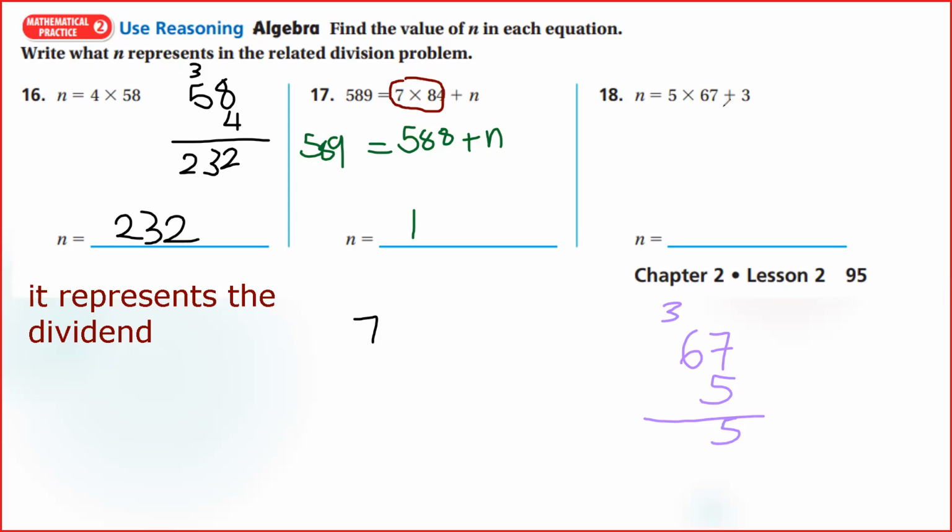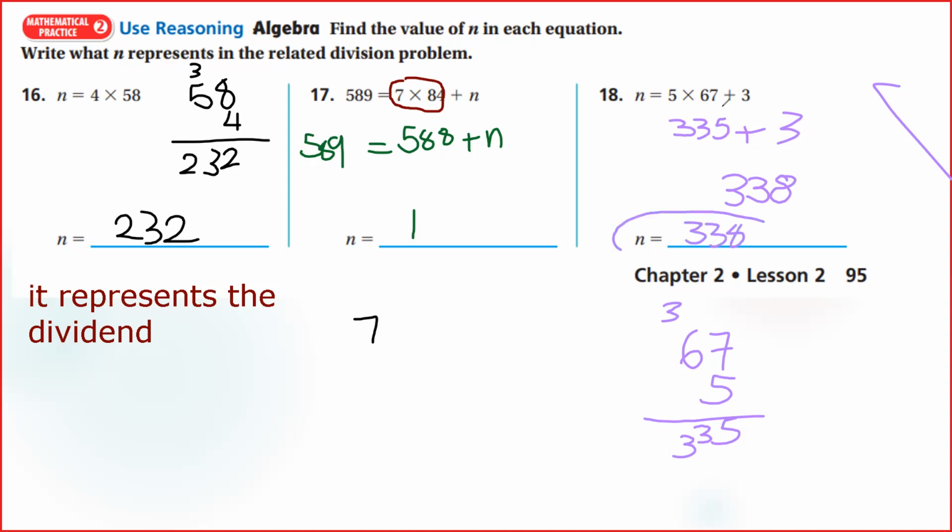And then plus 3. 335, then I add it to 3. 3 plus 5 is 8 and 3. 338. This is n. So this is the value now of n.